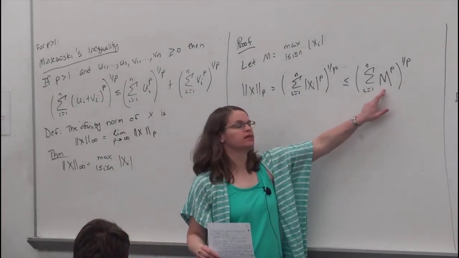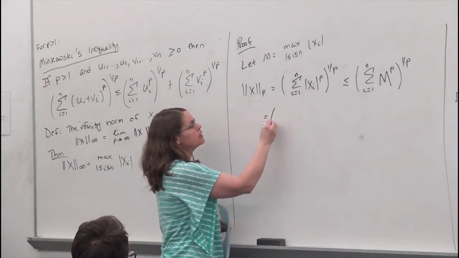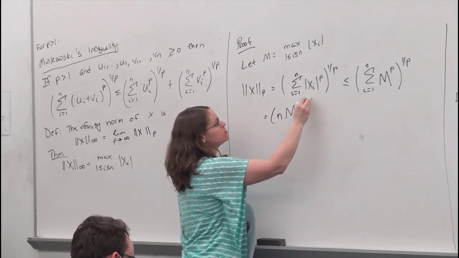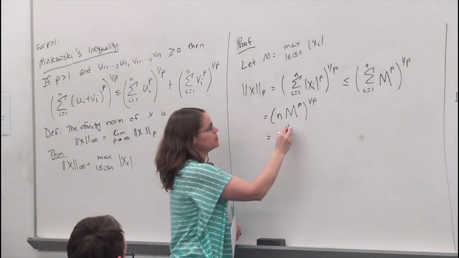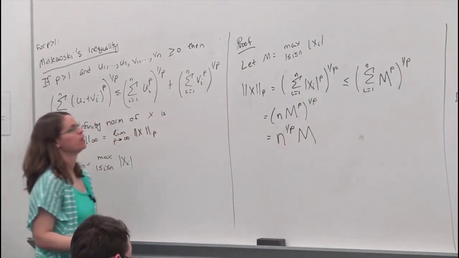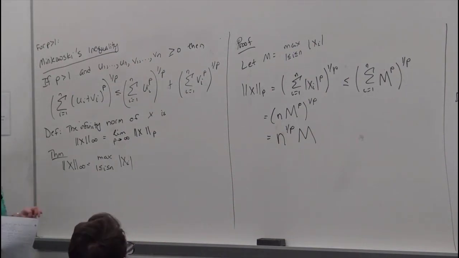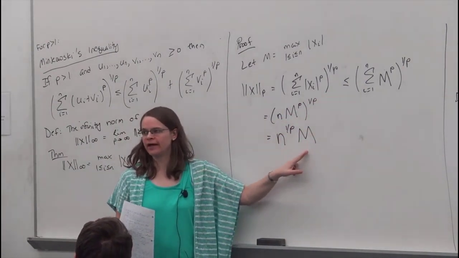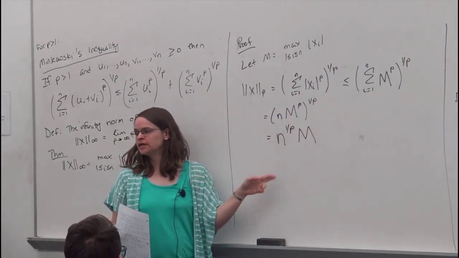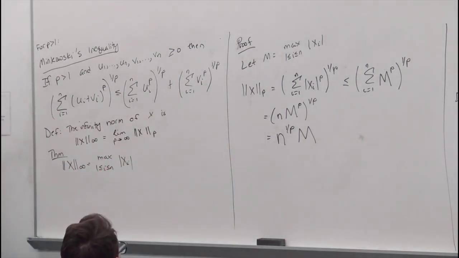Well, now I'm just adding up a constant. I'm adding it up n times though. So I'm going to have n M to the p, to the 1 over p. So n to the 1 over p times capital M. This is kind of almost what I want, right? At the end of the day, I'd like to say that the infinity norm is less than or equal to M. I have this prefactor here, which I don't want. Now, this prefactor holds for finite p, but there's one more step, of course.